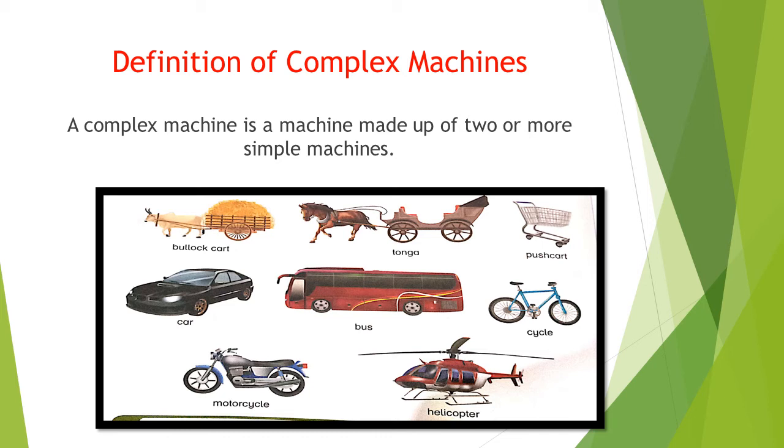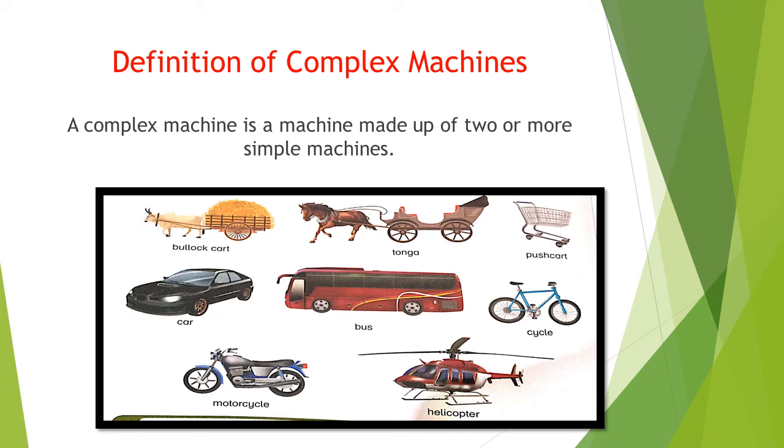Firstly we will discuss the bicycle, which is an example of wheel and axle and lever. The handle and the steering of the bicycle are called a lever, and the wheel and brake system of the bicycle is called wheel and axle. So I hope you understand.